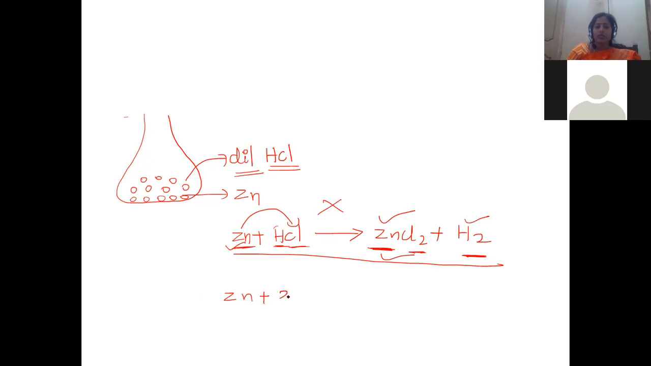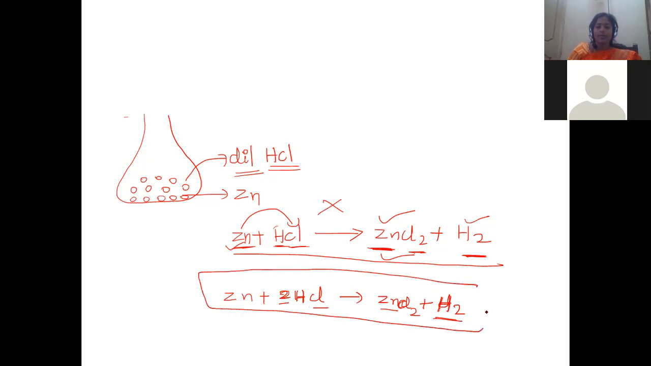Zinc plus 2HCl gives rise to ZnCl2 plus H2 formation is possible. One zinc, here also one zinc. Here 2 chloride ions are there, so you have to insert Cl2, ZnCl2 it will be, right? And 2 hydrogens are there, indicated as H2. Now this is called the balanced equation.